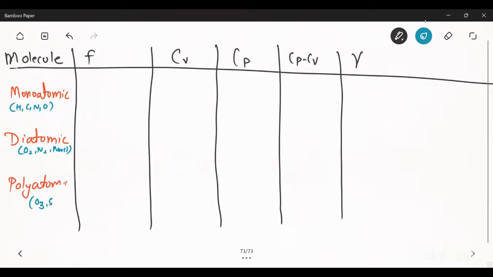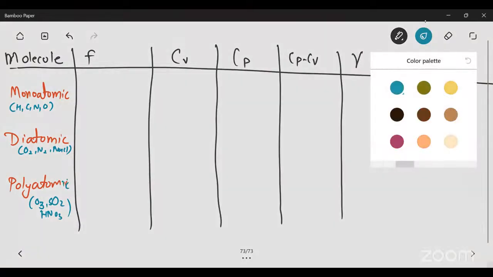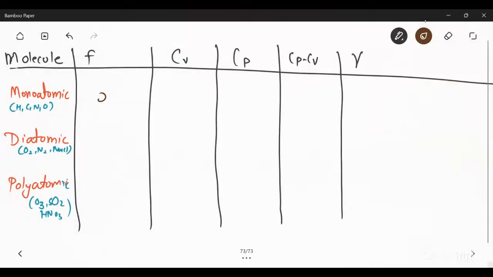Examples are O3, SO2, or SNO3. All are polyatomic molecules. So the degree of freedom for a monoatomic molecule is always 3, for a diatomic molecule it is 5, and for a polyatomic molecule it is 6.